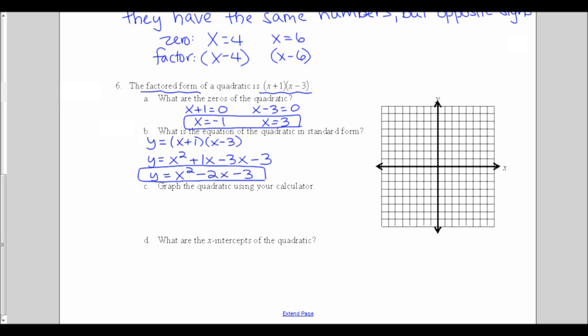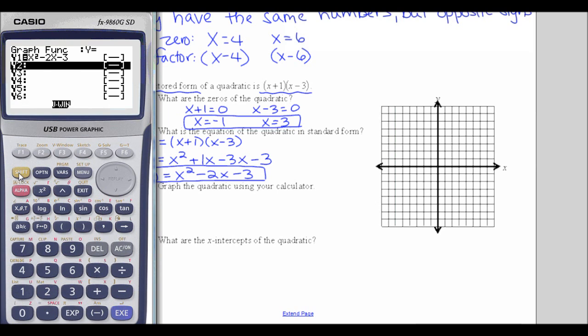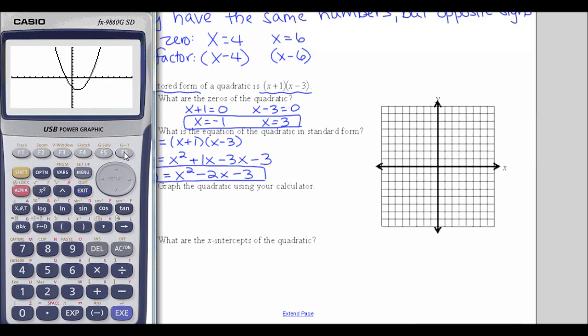Now I'm supposed to graph my quadratic using my calculator. So I'm going to put my calculator in my graph mode. I'm going to type in my equation of x squared minus 2x minus 3. I'm going to reset my view window to standard, and I'm going to draw this picture. So I can see it's scooched over to the right, it's scooched down some.